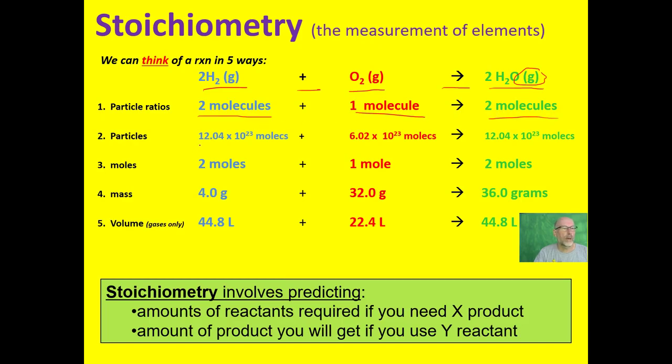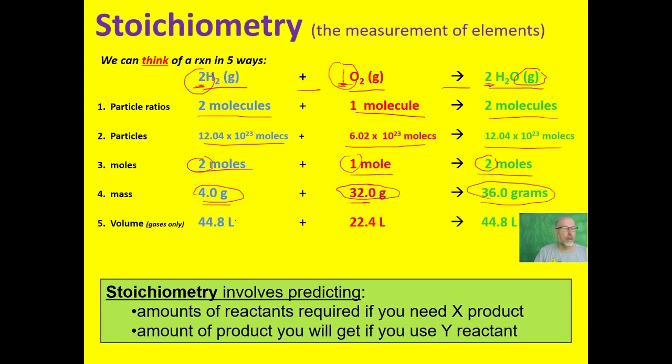We could talk about number of particles: 12.04 times 10 to the 23rd molecules of this plus 6.02 times 10 to the 23rd molecules of this will make 12.04 times 10 to the 23rd molecules of this. We could talk about moles: 2 moles, 1 mole, 2 moles. We could also talk about mass: 4 grams of hydrogen gas will react perfectly with 32 grams of oxygen to make 36 grams of water.